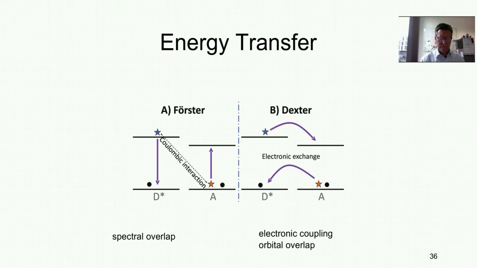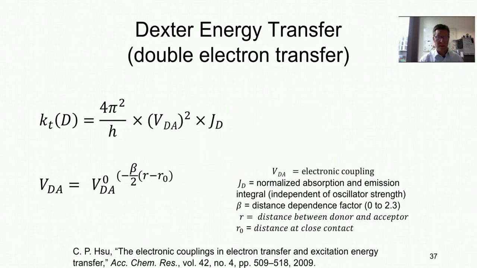Yeah. So that is the Förster mechanism. Now we will talk about the Dexter mechanism. So that is double electron exchange, double electron transfer. And it is the electronic coupling. So it is the orbital overlap of the donor and acceptor that play a role.